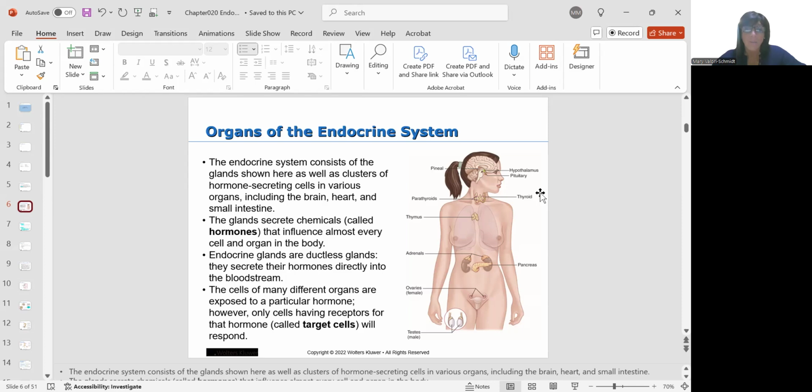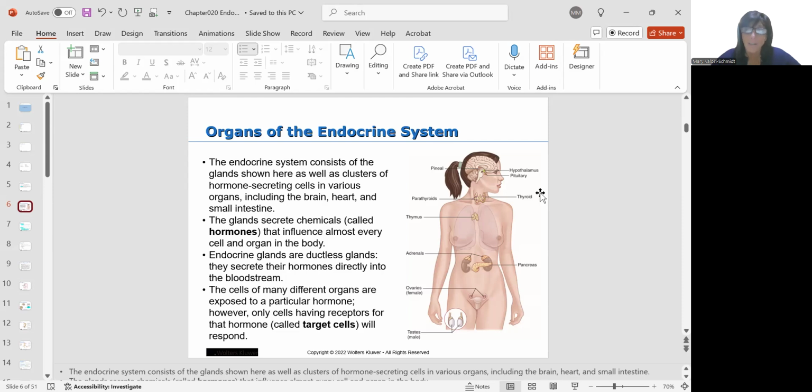Your thymus gland is in the middle of your chest. You have adrenal glands, one over each of your kidneys. You have your pancreas, which is endocrine and exocrine. And if you're a woman, you have ovaries. If you're a man, you have testes, okay?